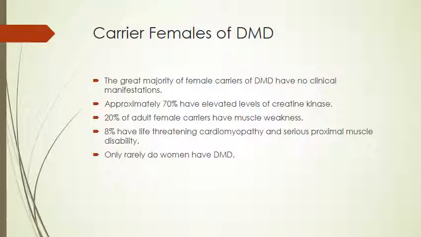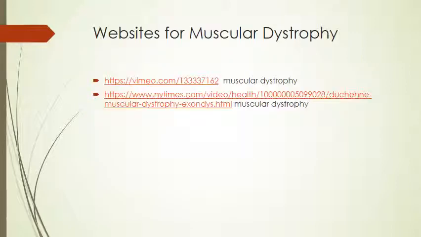Let's look at the carrier females of DMD for a moment. The great majority of the female carriers have no clinical manifestations. Approximately 70%, though, have elevated levels of creatine kinase. 20% of adult female carriers have muscle weakness, and 8% have life-threatening cardiomyopathy and serious proximal muscle disability. Only rarely do women have DMD. Please go to these websites to learn more about muscular dystrophy.